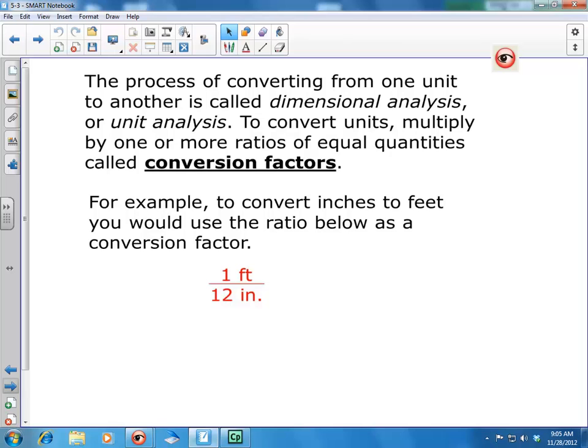And you do have an example of a conversion factor underneath there. 1 foot over 12 inches. Okay, 1 foot is 12 inches, and 12 inches is 1 foot. That's why they are the same.